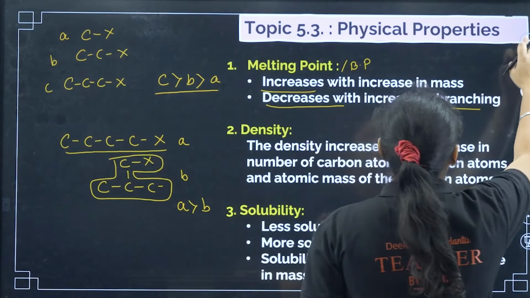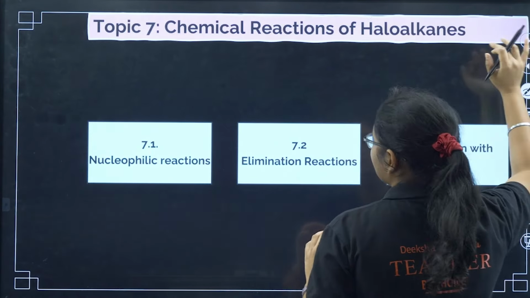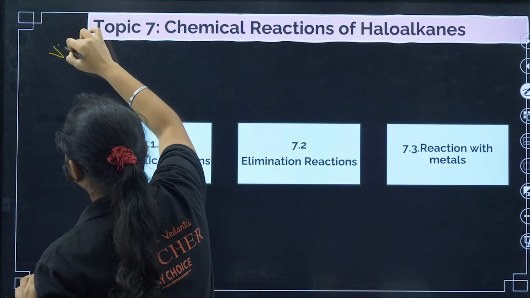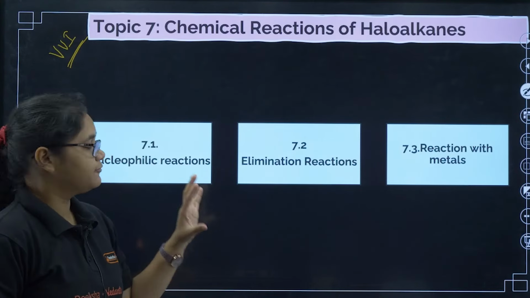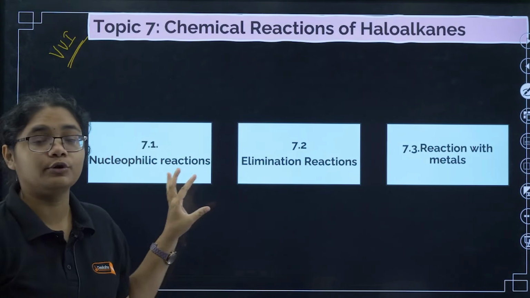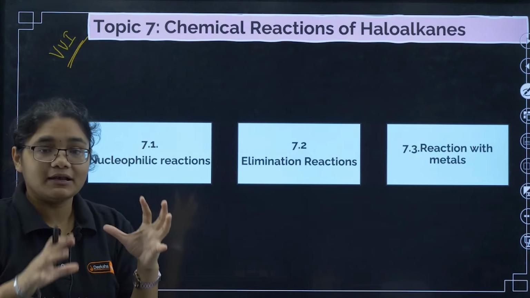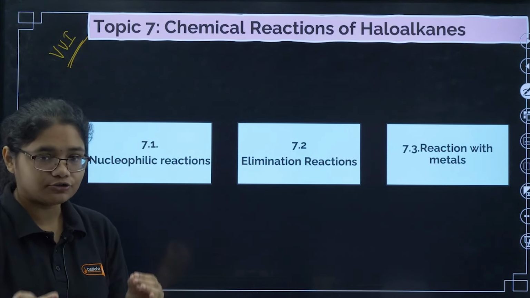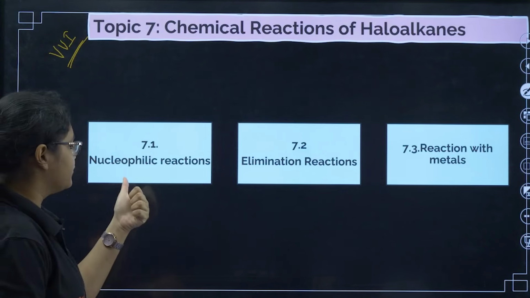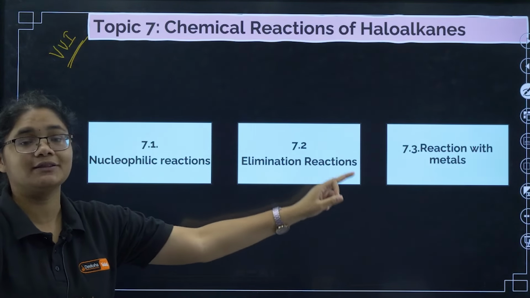Now let's talk about the chemical reactions of haloalkanes. Very important, the most important topic here. Maximum of the questions will be asked from this one topic, that is nucleophilic reactions. First of all, what are the chemical reactions shown by haloalkanes? Haloalkanes can show 3 types of reactions: nucleophilic reactions, elimination reactions, and reactions with metals.